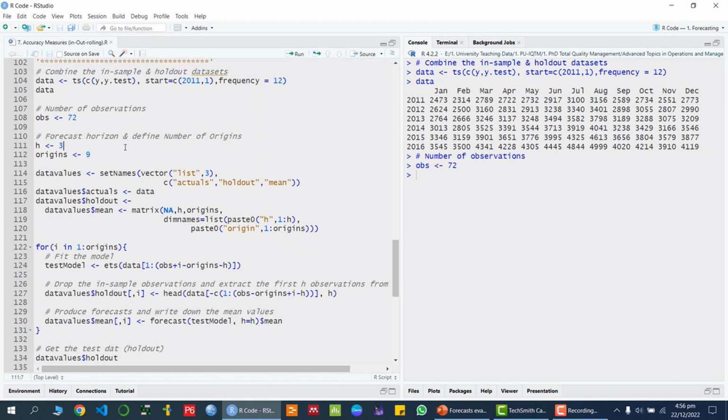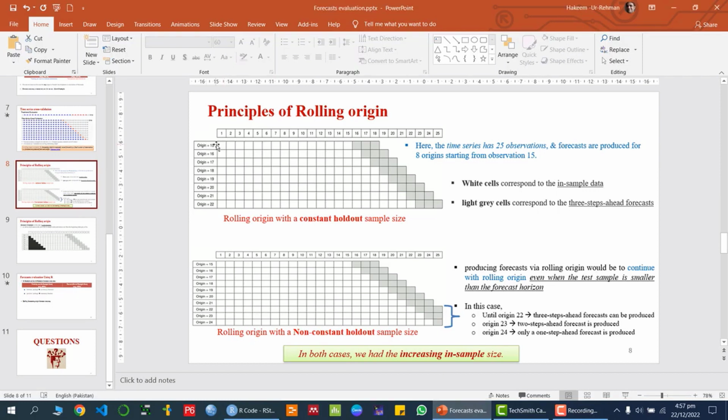And then I want to find out the measures of accuracy for the future 3 steps ahead. If you want to find out the forecast accuracy 1 step ahead, write down 1 over here. For 2, write down 2. If you want to find out the forecast accuracy 4 steps ahead, write down 4. So I am setting the forecast horizon to 3. And then origins means the number of origins. Like over here I was mentioning origin is equal to 15. So from 16 onward it is giving us the 3 future forecast errors.